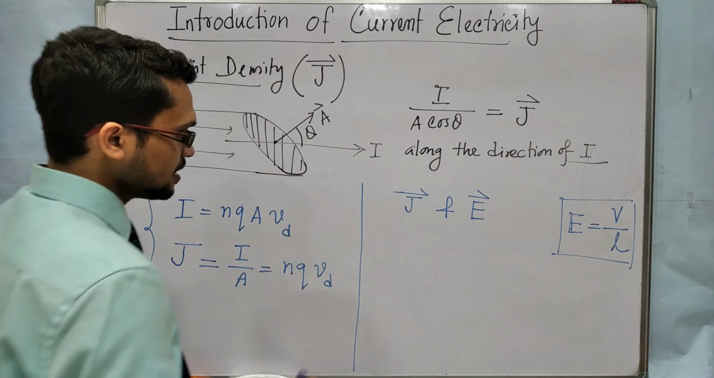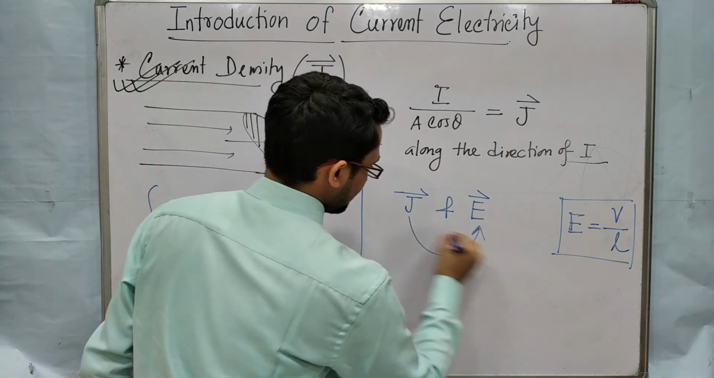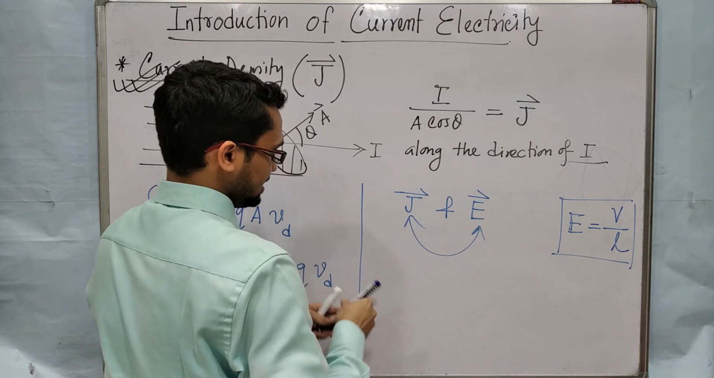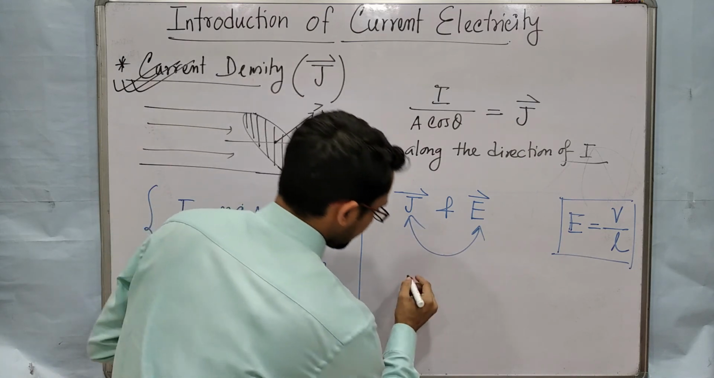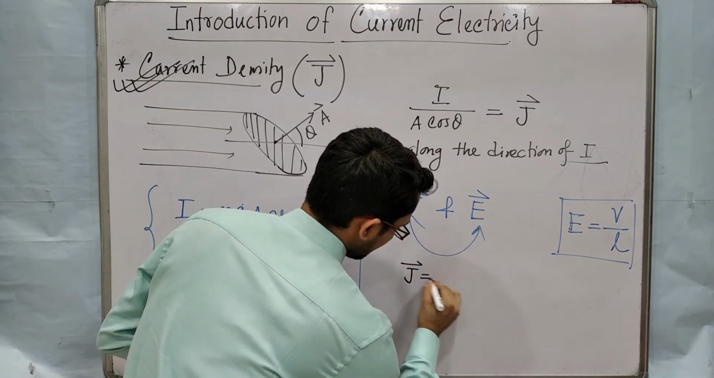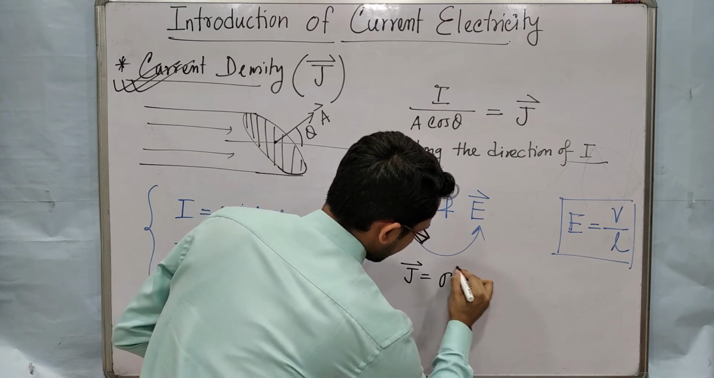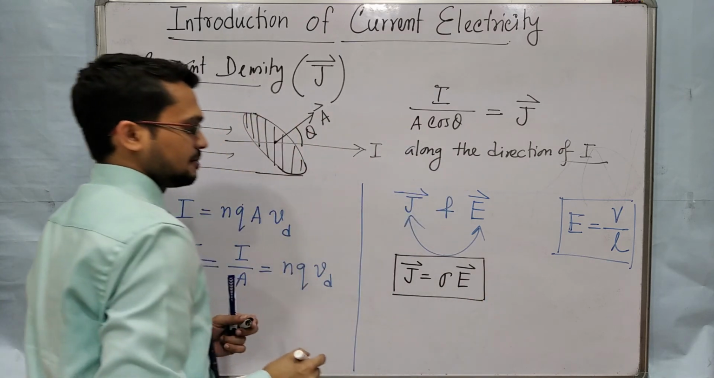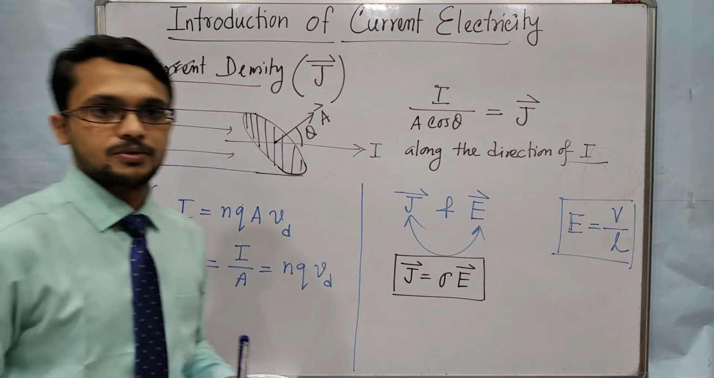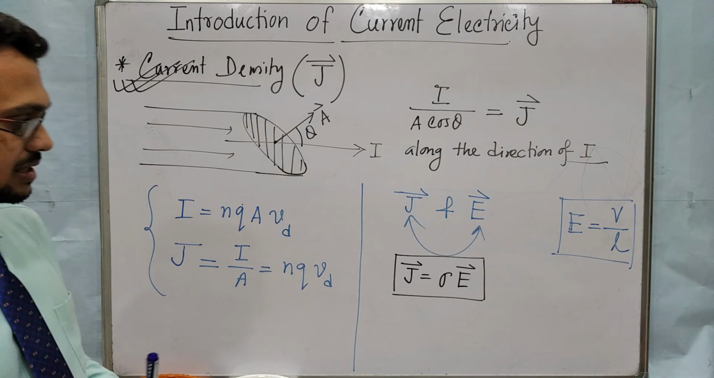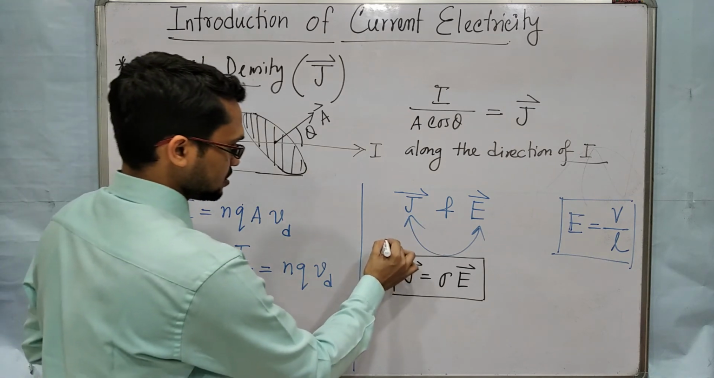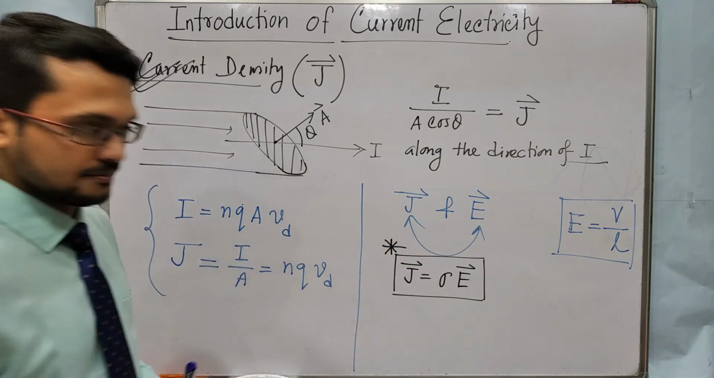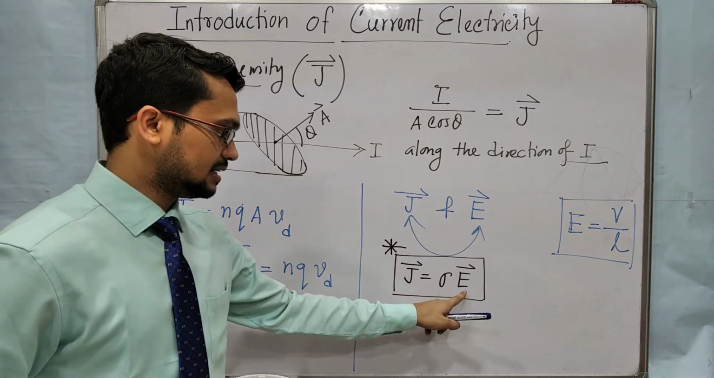So the relation between J and E, that relation is J equal to sigma E. This is the relation. This is also known as the vector form of Ohm's law. This is also very important relation. J is current density, E is electric field.